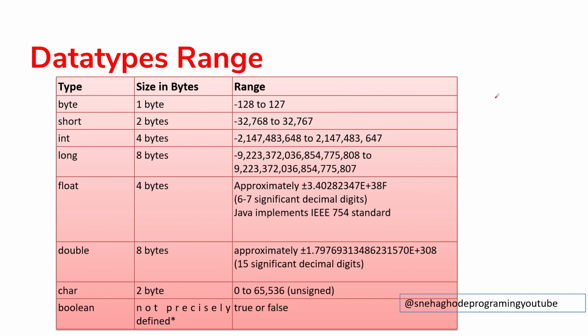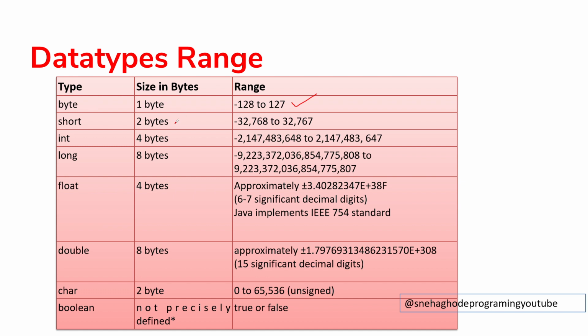Then here we are going to see the ranges also, what the ranges of the data types are. First, byte: the range is minus 128 to 127, and the size is 1 byte, and that's why we simply call it a byte. Minus 128 to positive 127.